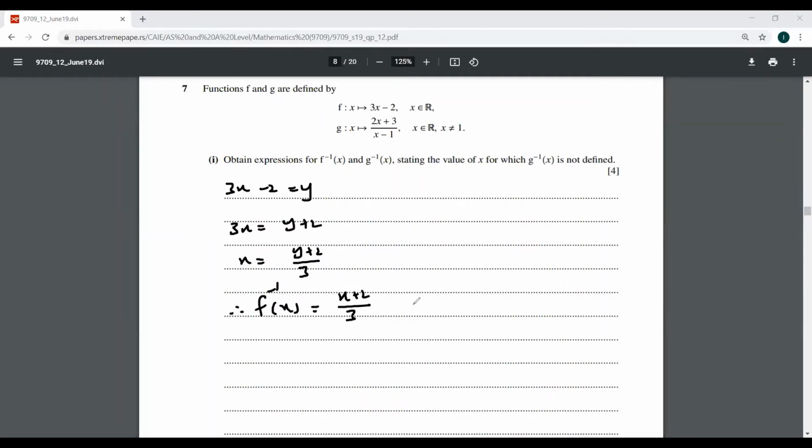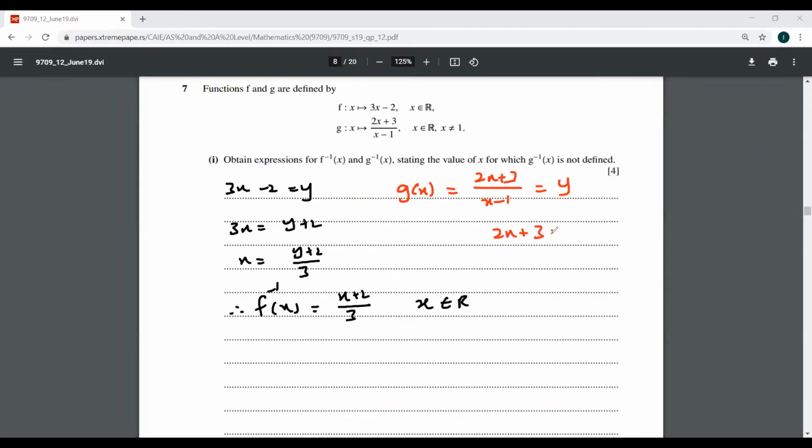And being a good student, you can write down its domain, okay? Though it was not required. So for the second part, second function, g of x. So g of x is 2x plus 3 over x minus 1. We put that equal to y. So we have to make x the subject here.